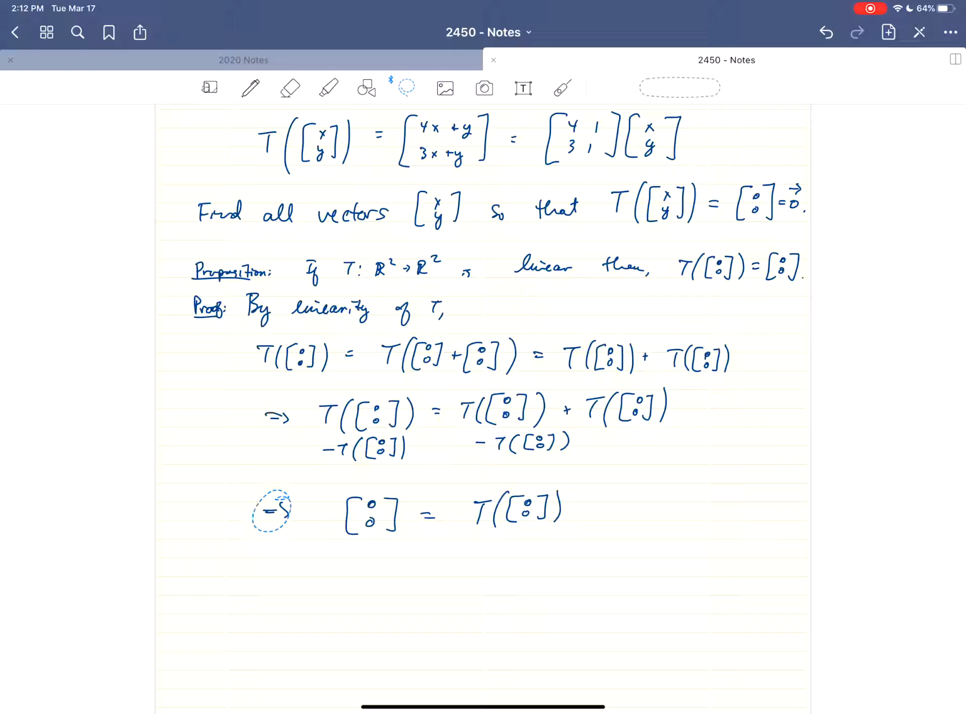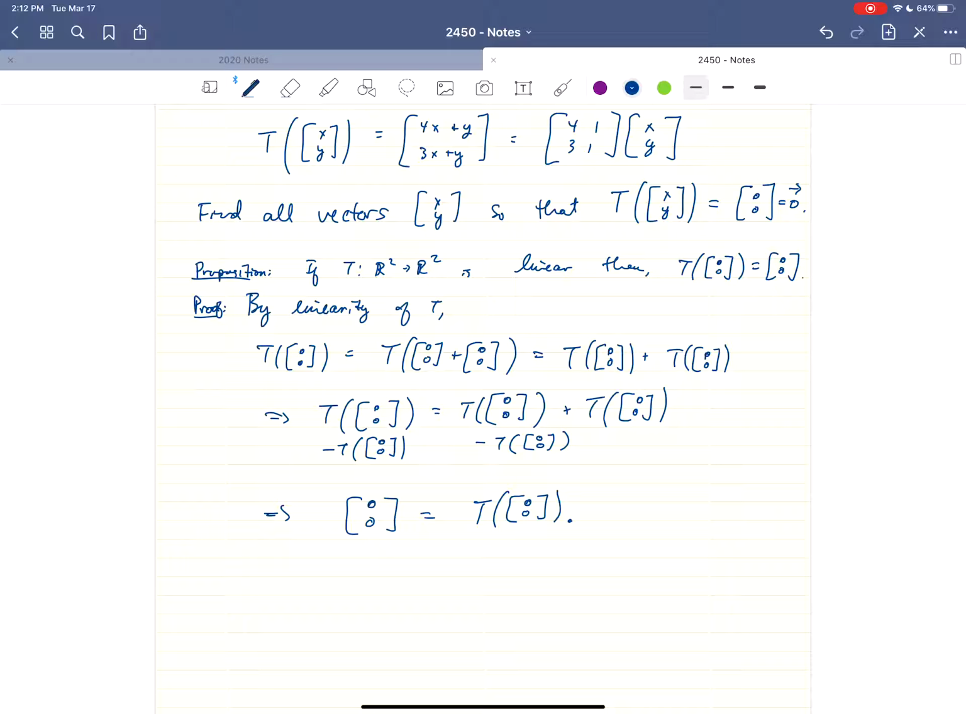So it turns out that the 0 vector always gets mapped to the 0 vector for any linear transformation. This is true for any linear transformation at all, regardless of whether it's between R2 and R2 or between polynomials and matrices. It doesn't matter. Every linear transformation satisfies that same property.